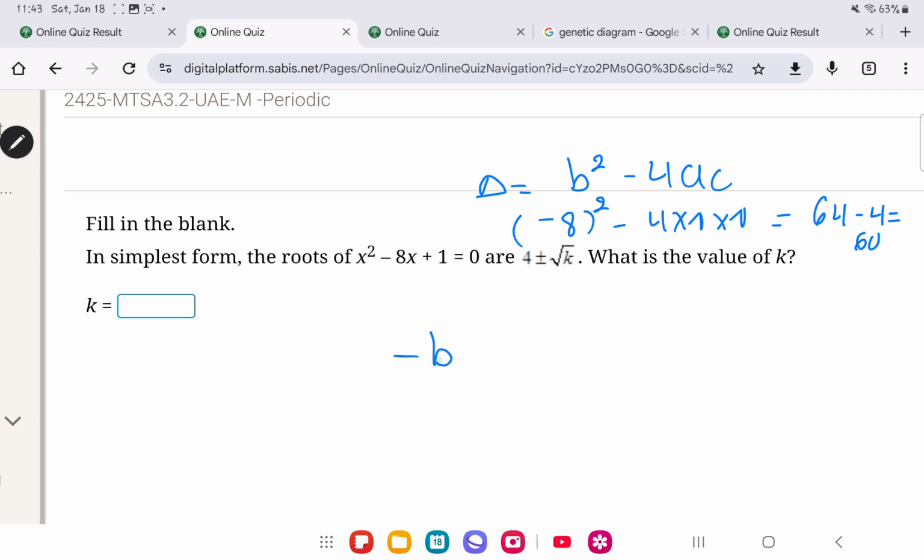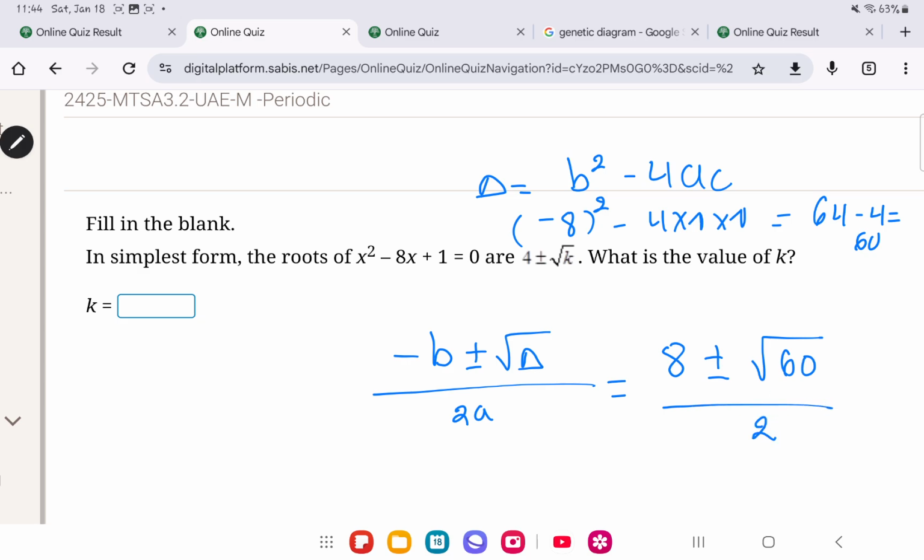Okay, so we know the rule is minus b plus or minus radical of the discriminant divided by 2a. In this case, it's going to be minus minus 8, so 8 plus or minus radical 60 divided by 2 times 1, which is 2. So for 60, it is 6 times 10, 6 is 2 times 3, 10 is 2 times 5. So radical 60 is equal to radical 2 times 2 times 3 times 5.